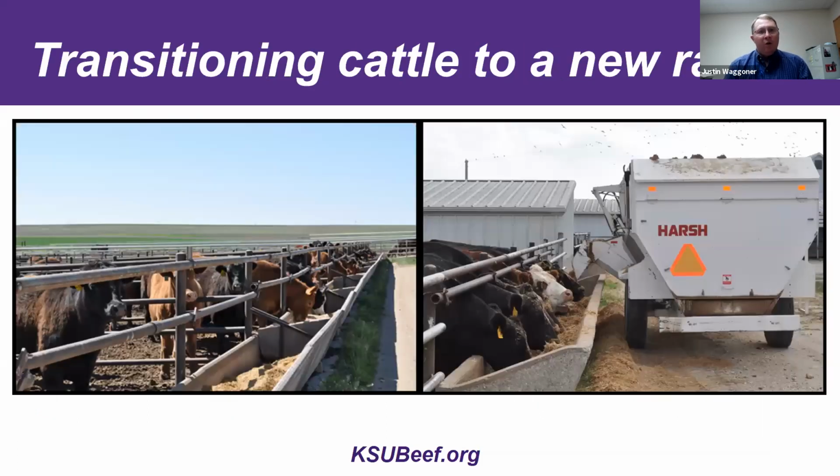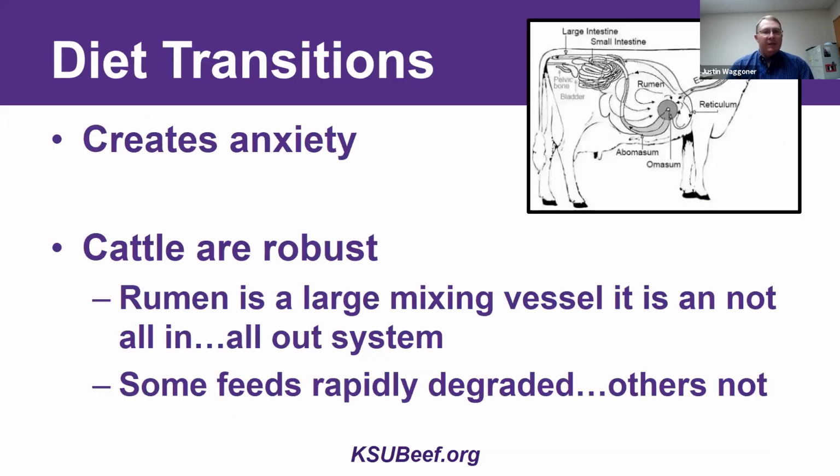So the second goal is we have to be able to successfully transition those cattle to a new ration. If we're going to use some alternative ingredients, we're going to make some diet transitions in there. And so how do we set ourselves up for success to be able to do that? I think the concept of diet transitions, and just how we make those and the concepts behind that, creates some anxiety for producers.